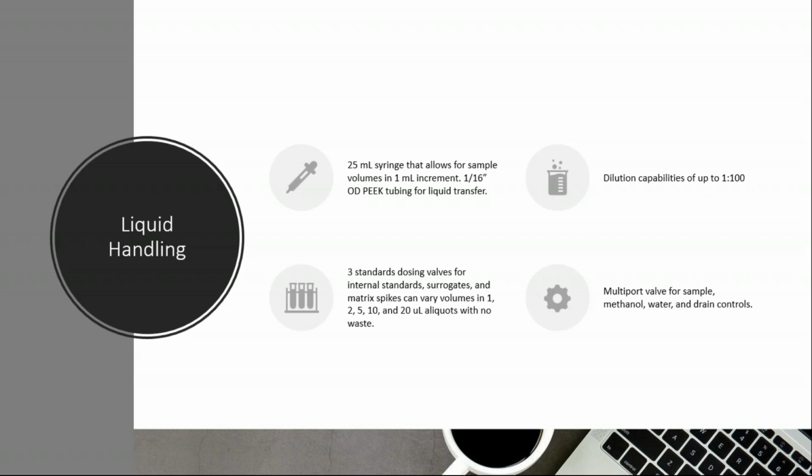Liquid handling. The Atomic XYZ comes with a standard 25 milliliter syringe that allows for sample volumes in 1 milliliter increments and dilution capabilities up to 1 to 100. It also features 3 15 milliliter standard dosing valves for internal standards, surrogates, and can administer matrix spikes in 1, 2, 5, 10, and 20 microliter aliquots with no waste. They're also UV protected and sealed under pressure for standard concentration integrity. It also has a multi-port valve for sample, methanol, water, and drain controls.